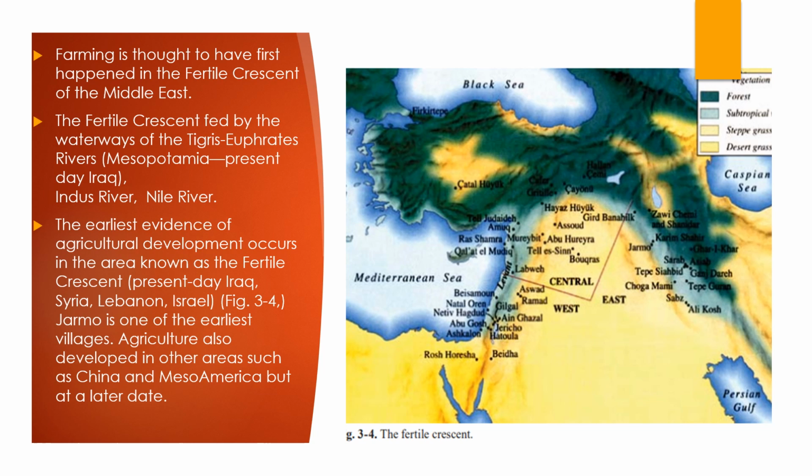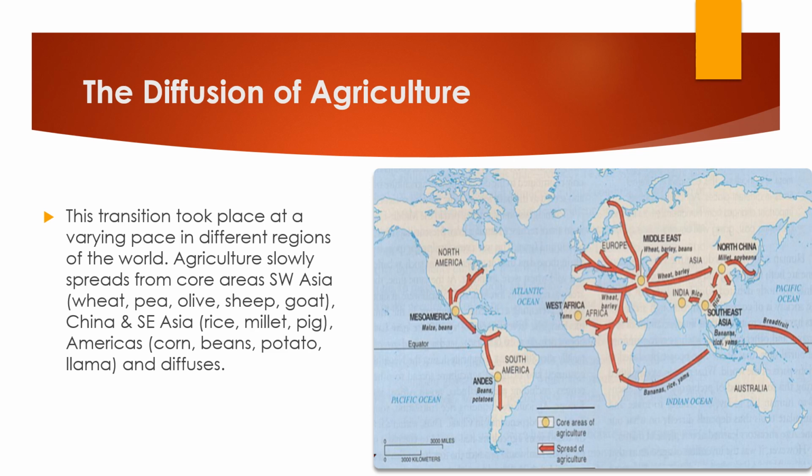Two rivers, the Tigris and the Euphrates, regularly flood the area, and the Nile also runs through parts of it. Irrigation and agriculture developed here because of the fertile soil near these rivers. This image shows us the diffusion of agriculture. Now, this transition took place at a varying pace in different regions of the world. Agriculture slowly spread from core areas, Southwest Asia, China, Southeast Asia, and the Americas, and so it diffuses through the world.